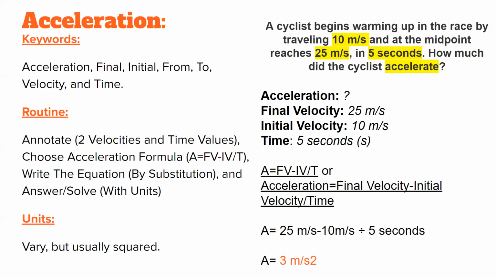All right. So a cyclist begins warming up in the race by traveling 10 meters per second, and at the midpoint reaches 25 meters per second in 5 seconds. How much did the cyclist accelerate? So we annotated 10 meters per second, 25 meters per second, 5 seconds, and acceleration. Acceleration, we have a question mark because the question is how much did the cyclist accelerate?